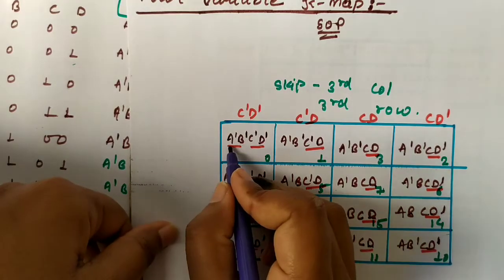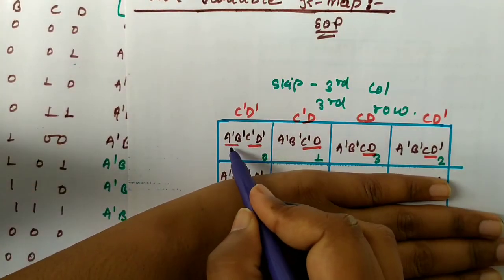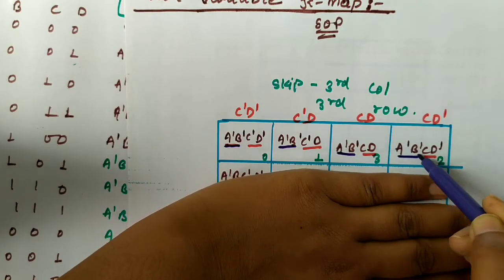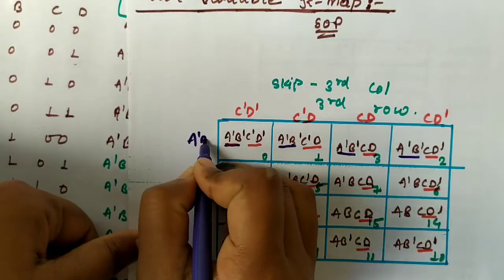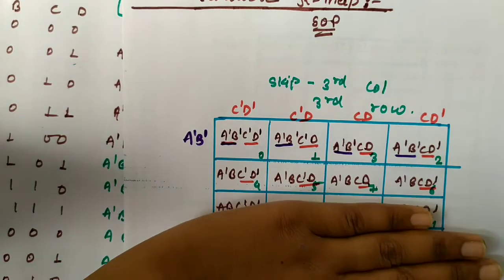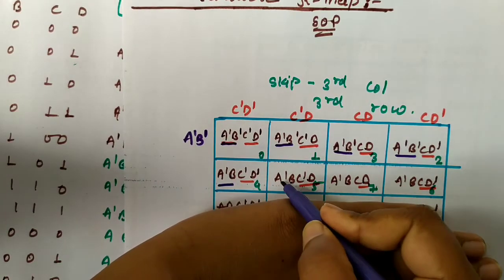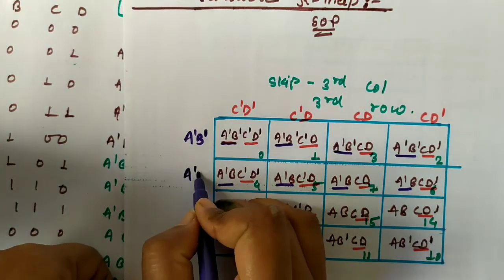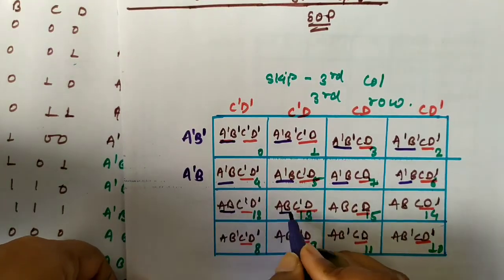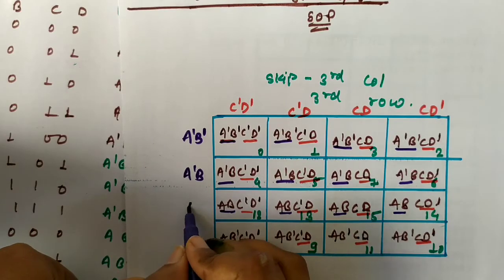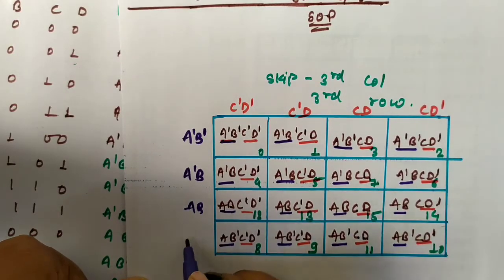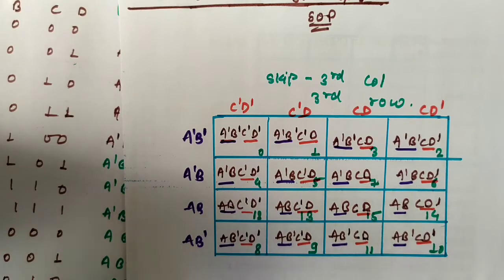For the first row here, A dash, B dash, A dash, B dash, A dash, B dash, A dash, B dash, A dash, B dash. So we have to take A dash, B dash. Next one is A dash, B, A dash, B, A dash, B, A dash, B. So here is A dash, B. Next is AB, AB, AB, AB. So here is AB. Next one is AB dash, AB dash, AB dash, AB dash. So here is AB dash.